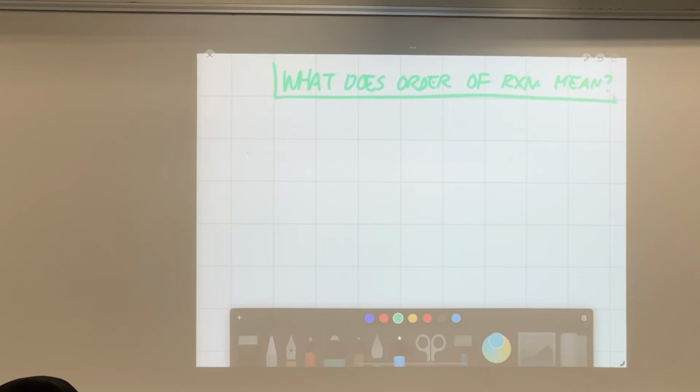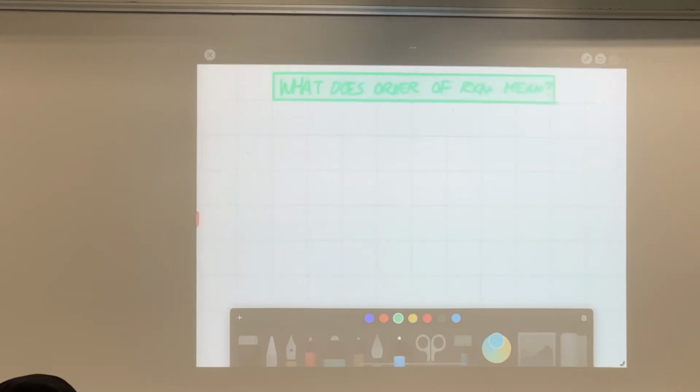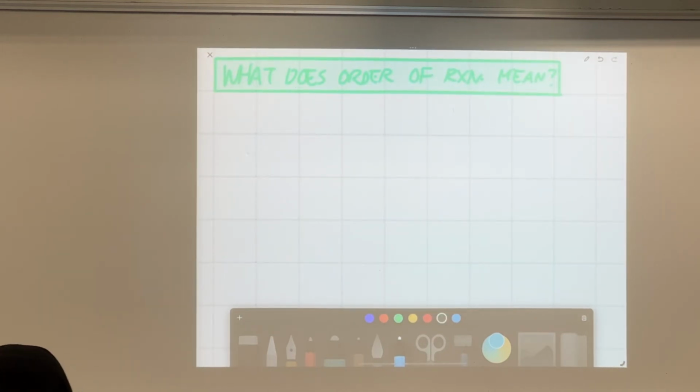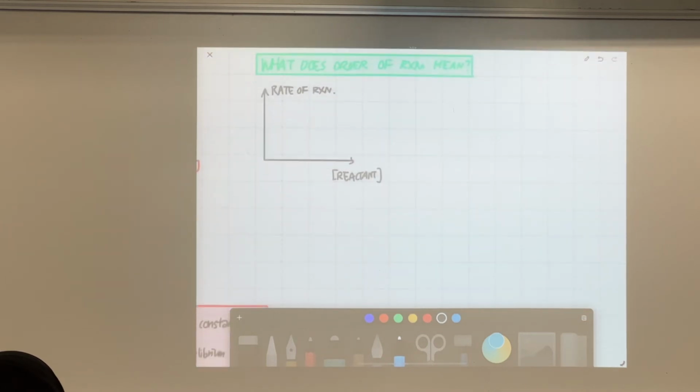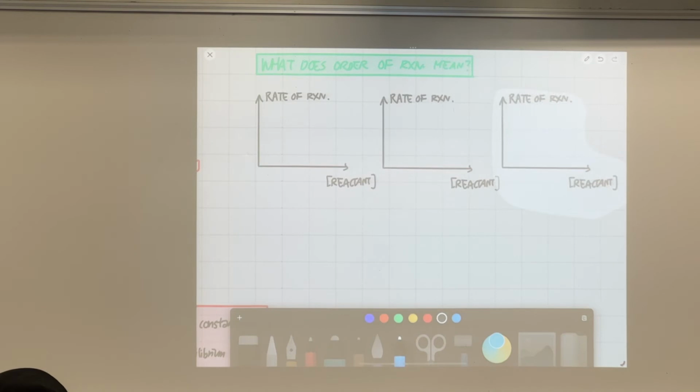Okay, so starting with zeroth order. Sometimes when you change the concentration of a reactant and you study how the rate changes, there are three possible outcomes in chemistry. One is that when you change the concentration of reactant, the rate doesn't change at all. We call this particular type of order zeroth order.